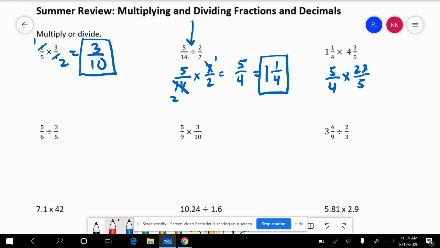I'm going to see if there's anything I can cancel. 23 and 4, nothing there. But the 5s I know cancel, and they become 1s. 1 times 23 is 23. 4 times 1 is 4. 4 goes into 23 5 times with a remainder of 3.